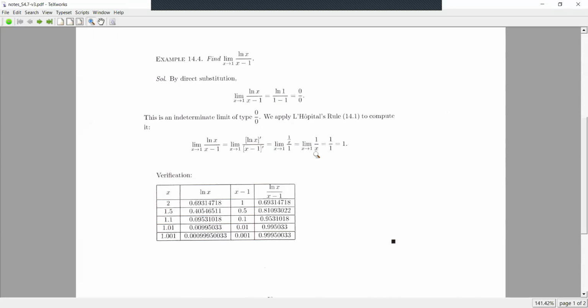Now, how to find this limit? Directly plug in 1 for x, so we get the limit is 1. So this limit is 1. We can use a table to verify that the limit is 1. Yeah, the limit indeed is 1. The function approaches 1.